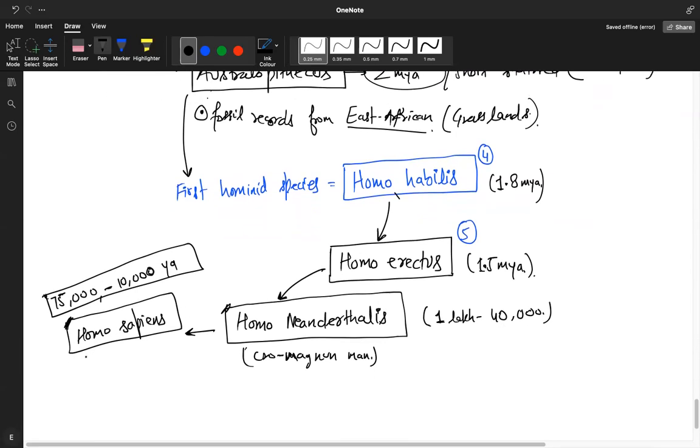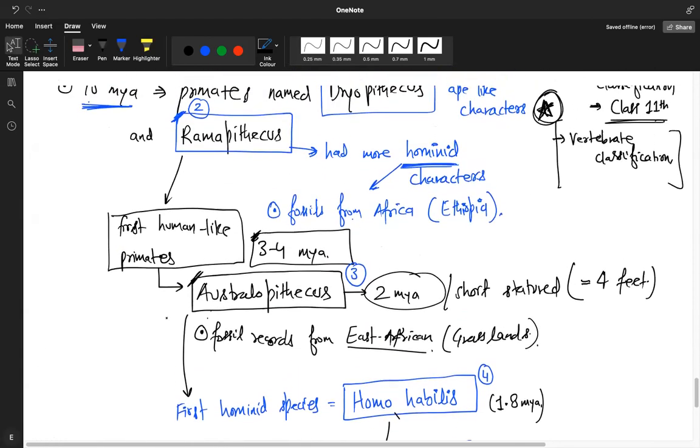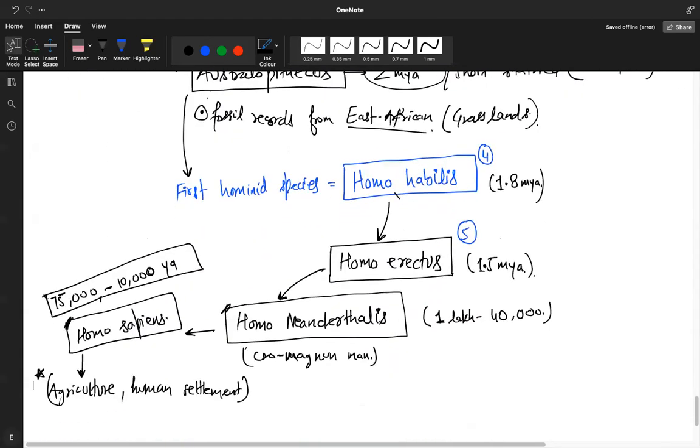And also Homo sapiens were the first that started agriculture. So the proofs of agriculture, write down, proofs of human settlement and agriculture date back to 10,000 years back. Is it clear, everyone? Is everything clear?